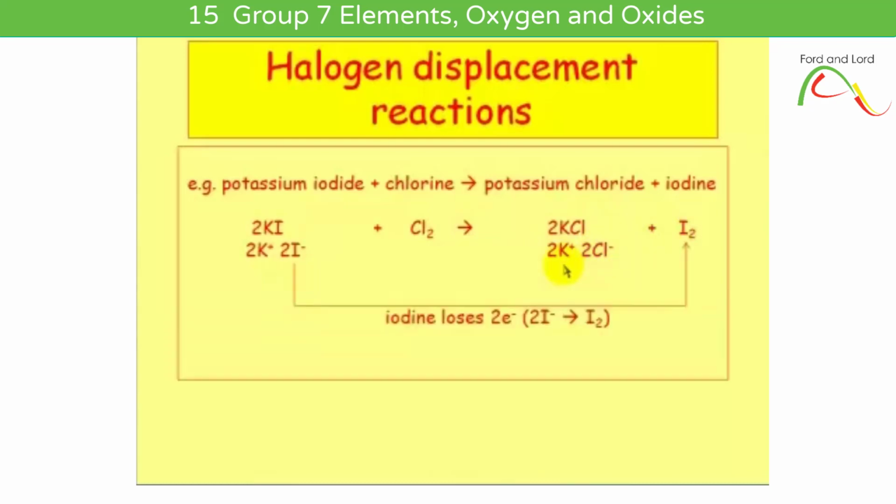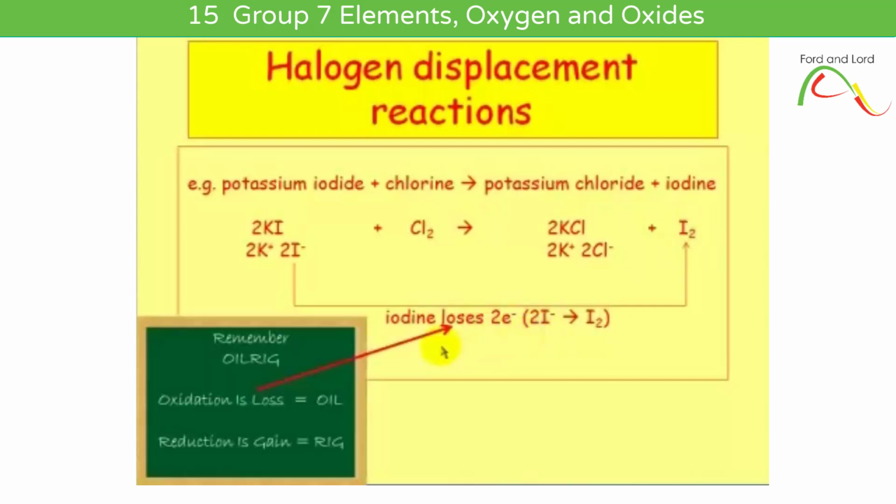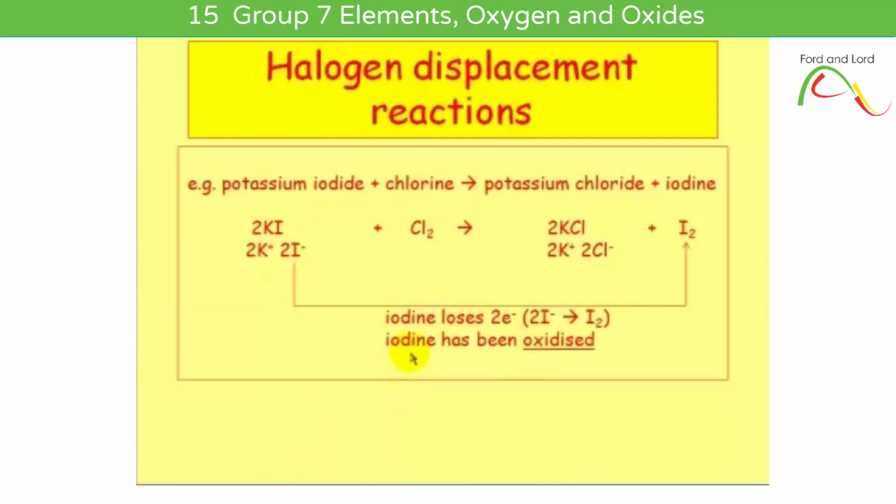Now what happens here? Because there's a 2 in front, iodine loses the 2 electrons to form an iodine molecule over there. It's lost 2 electrons going from 2I- to I2. Now do you remember, oxidation is loss. Iodine loses 2 electrons, oxidation is loss, therefore iodine has been oxidized. Okay, in this situation here, iodine has lost electrons, therefore it's been oxidized.